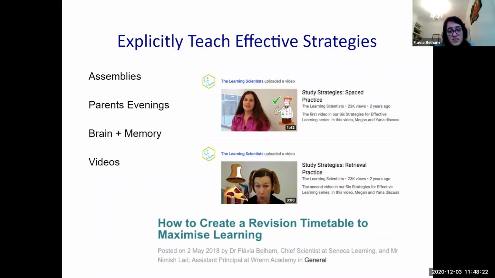There are several blogs as well that talk about that. There's one that I wrote a few years ago on how to create a revision timetable based on interleaving, spacing and retrieval practice. So you can find a lot of very good resources online. Those blogs that I mentioned before also have strategies that you can do in the classroom, and that will really help students to understand why using those strategies is important and how they can use them to actually learn more.